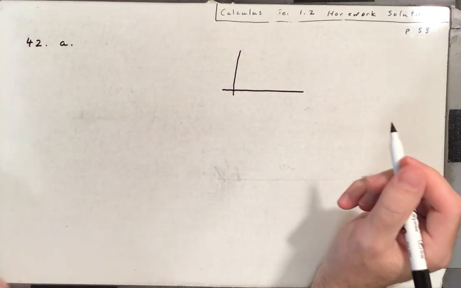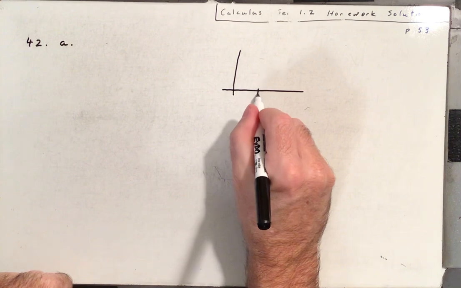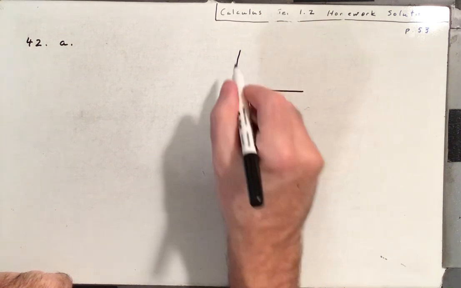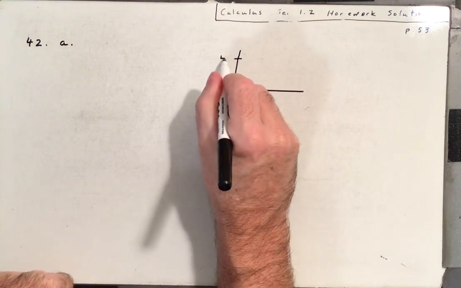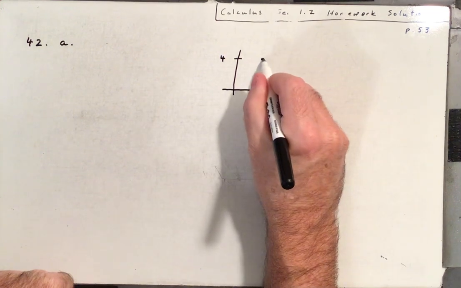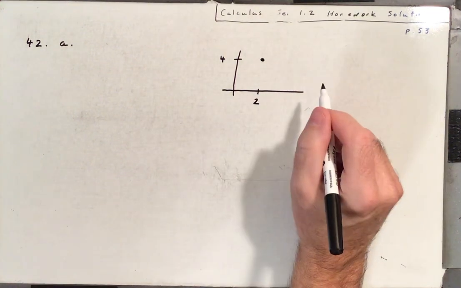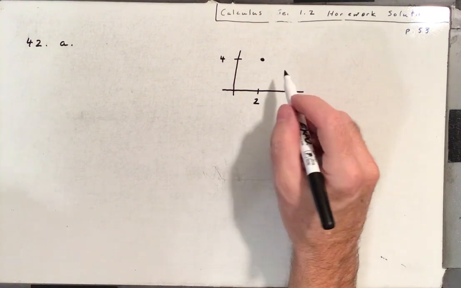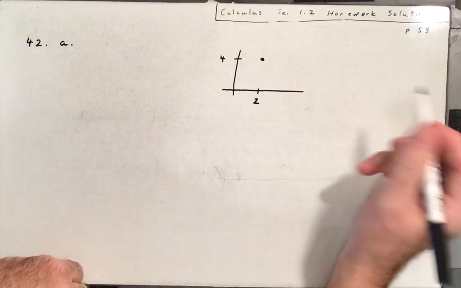F of 2 is equal to 4. That means x is 2, and the y value is 4. So I've got a point here. Can I conclude anything about the limit from that information? Well, the answer is no.